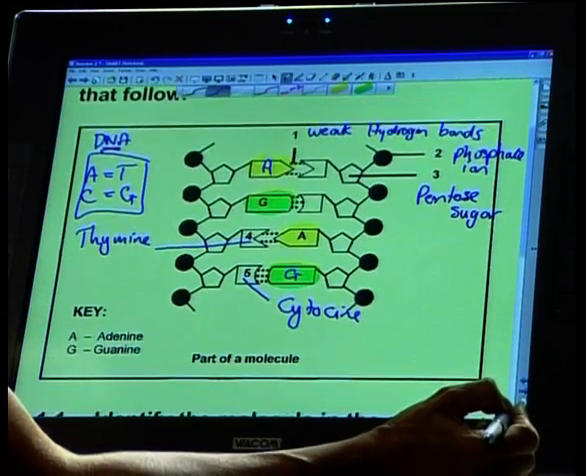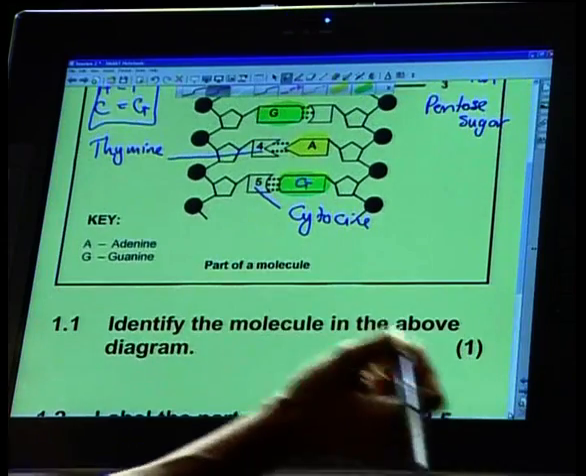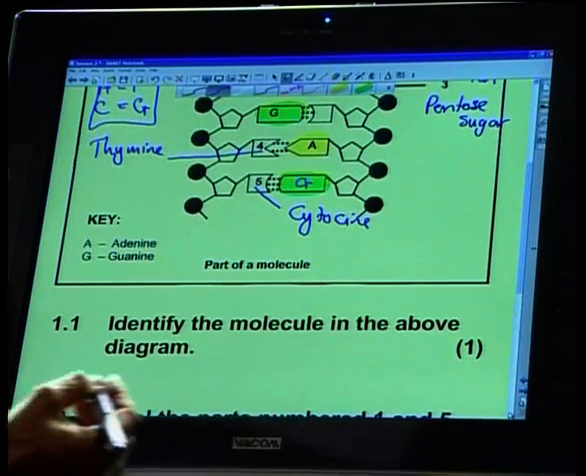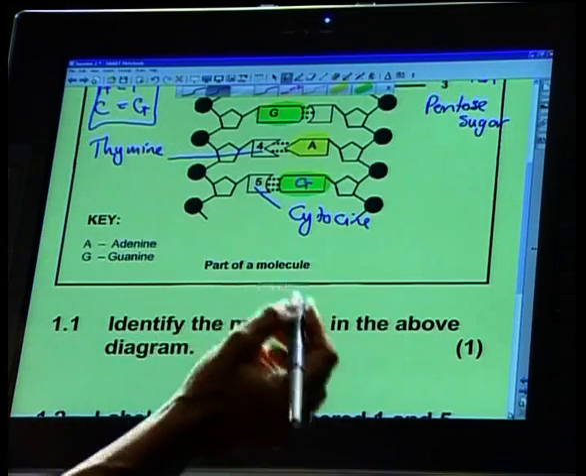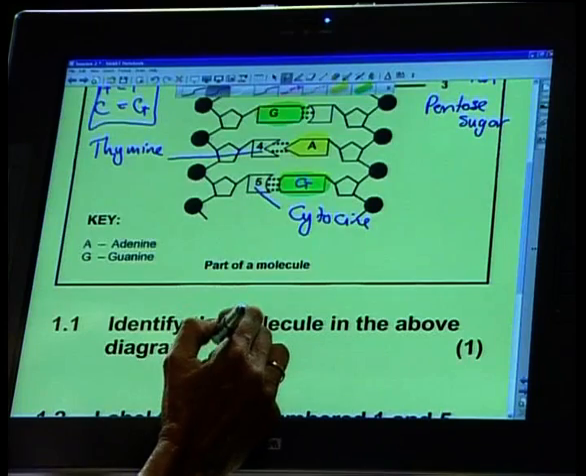And this is part of a molecule, so now we go. Identify the molecule in the above diagram. We've already done that. Now, please, it doesn't matter if you've written it on your diagram already. You are now going to confirm that it's correct. So we are going to say it is DNA.